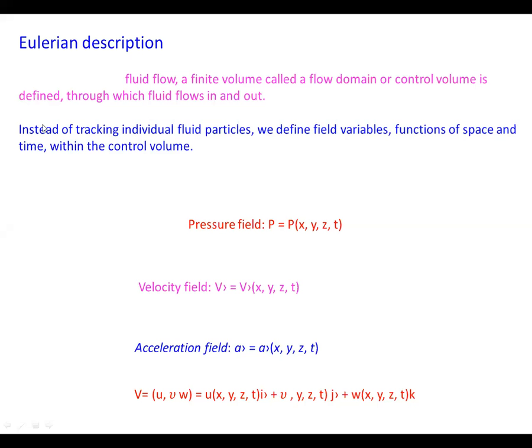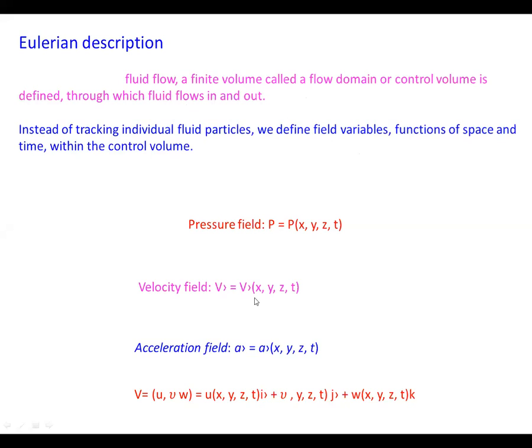In the Eulerian description of fluid flow, a finite volume is called a fluid domain or a control volume, which is defined through the fluid flow in and out. Instead of tracking individual fluid particles as in the previous cases, we can consider a fluid domain that is represented in terms of space and time. For example, the pressure field is given by x, y, z, and time.